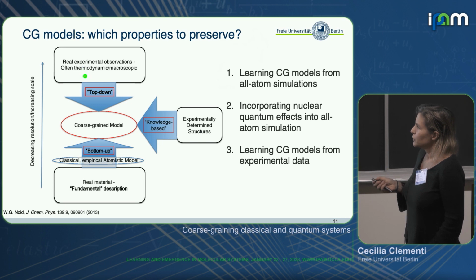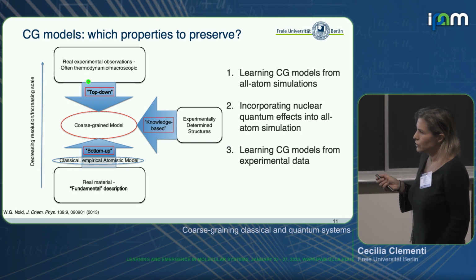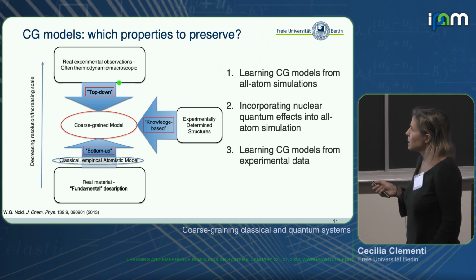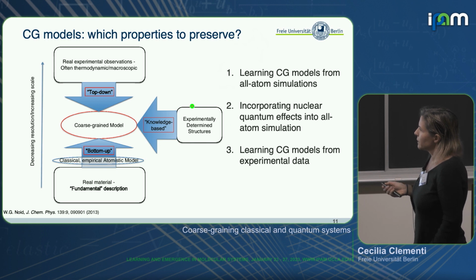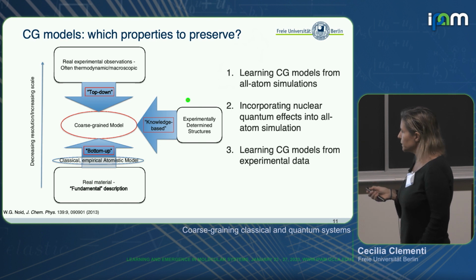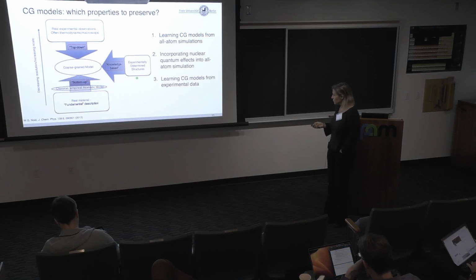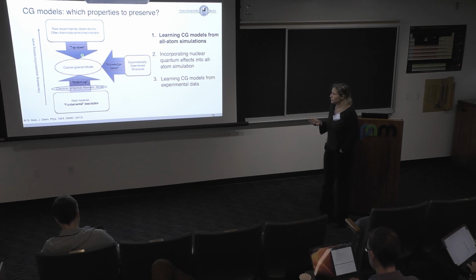Or you can go top down. You can preserve global quantities like thermodynamic averages from experiment, for instance. Or there are other approaches, like structural ones, where we want to preserve some structural information, like in liquids, where usually you want to preserve the radial distribution function and so on. I'll first talk about the bottom-up, then if I have time, I'll talk about the top-down, and our goal is, of course, to merge the 2 things.